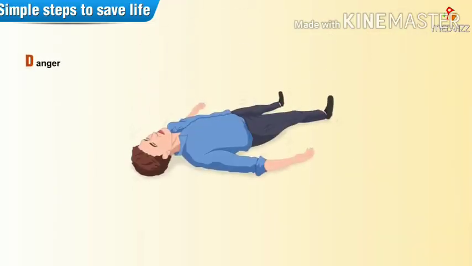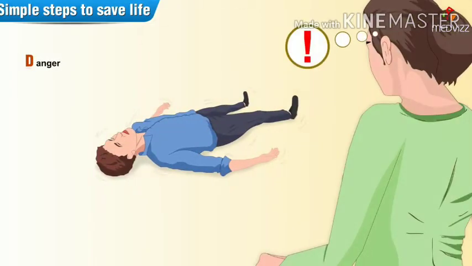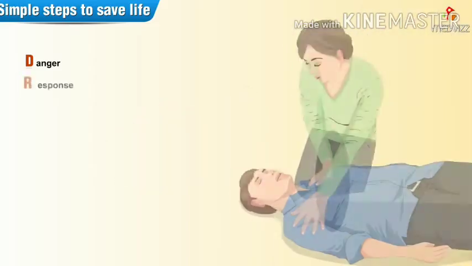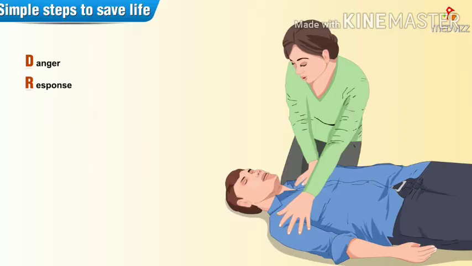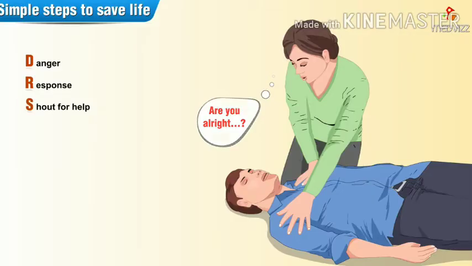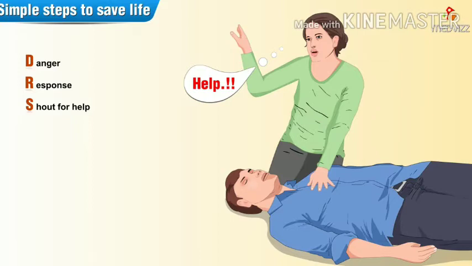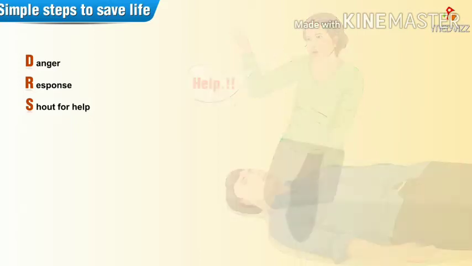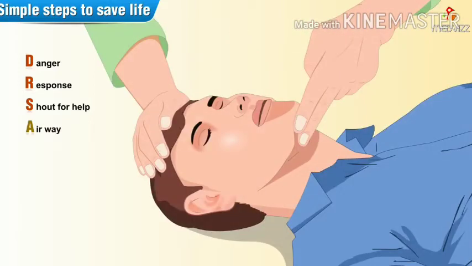D is for danger. First, look around carefully to make sure the area is safe for yourself and others before approaching. R is for response. Shake them gently by the shoulders and ask them loudly, "Are you all right?" If there is no response, you need to S, shout for help, as any assistance will be helpful. A is for airway. Gently tilt the head back like this to open up the airway.